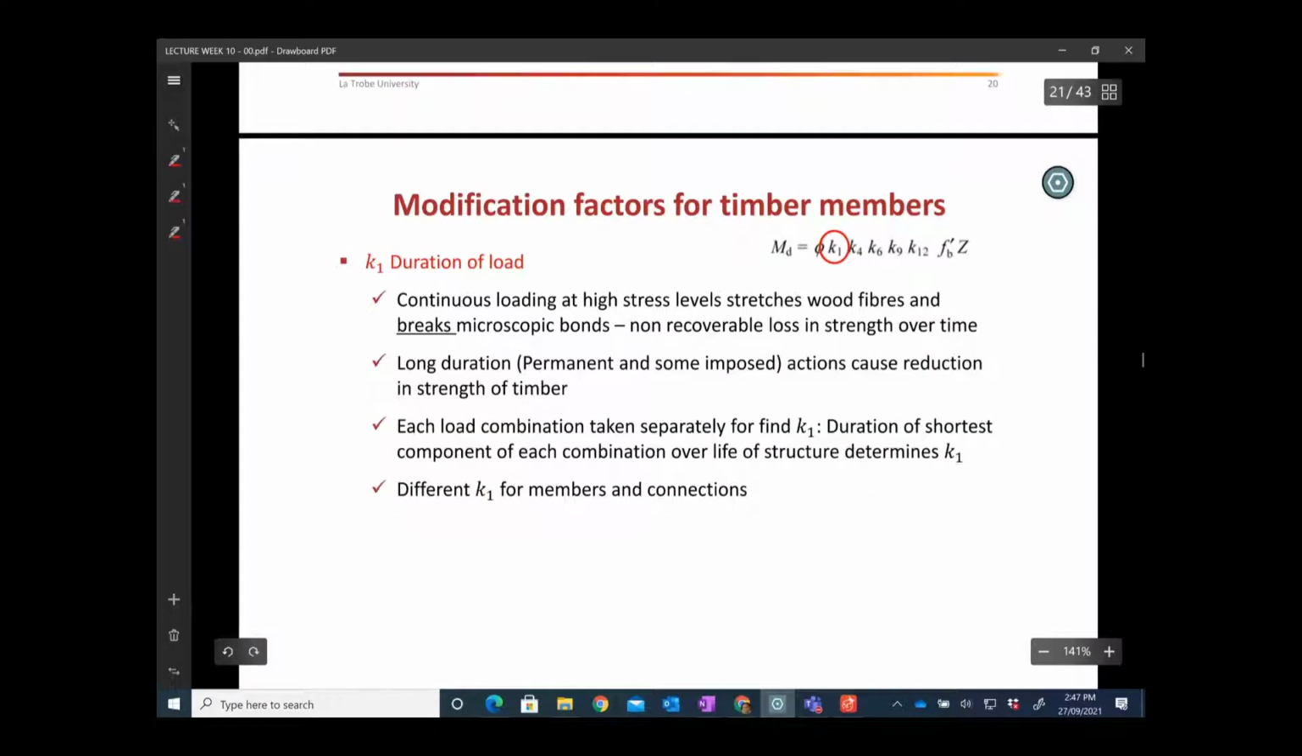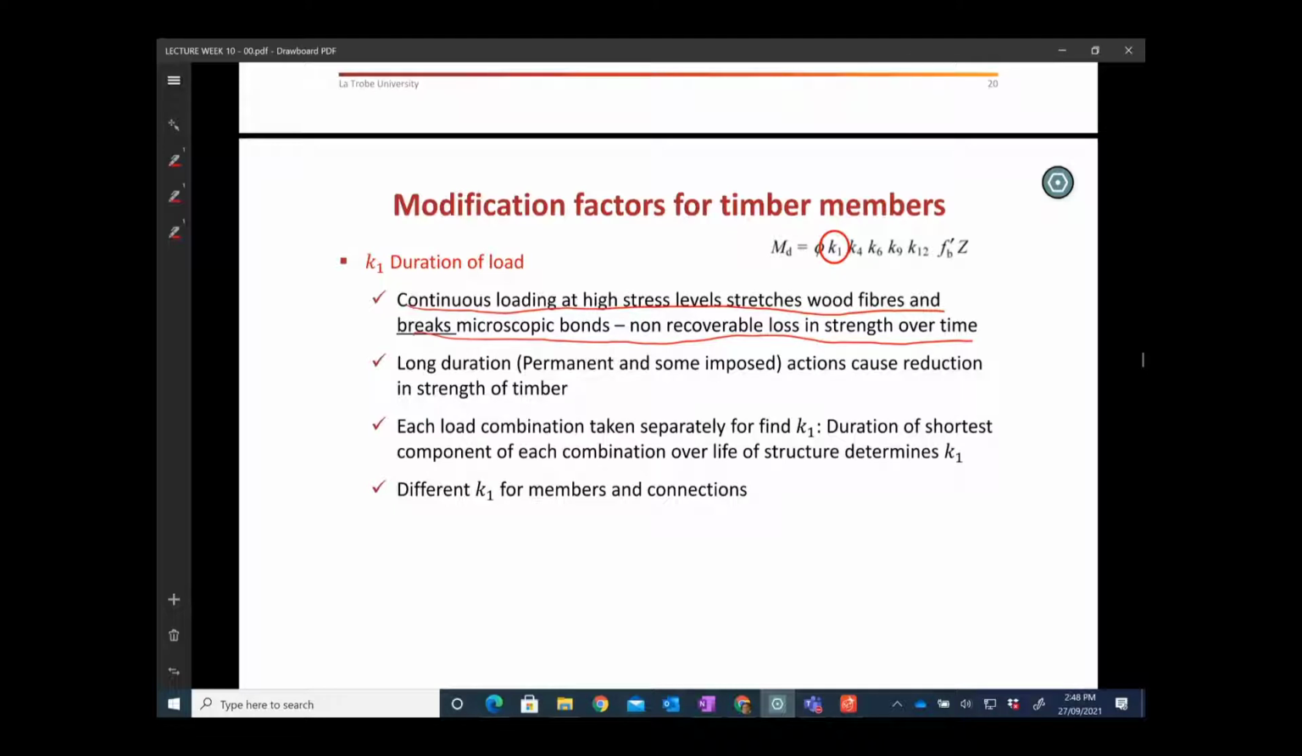So now the first one, duration of the load. Continuous load at a high stress level stretches the wood fibers and breaks the microfiber bonds, and that results in a loss of strength over time. So what happens here? When you load the beam for a significantly long period of time, the fibers inside the timber beams break. Broken means there are fibers and you can't see them.